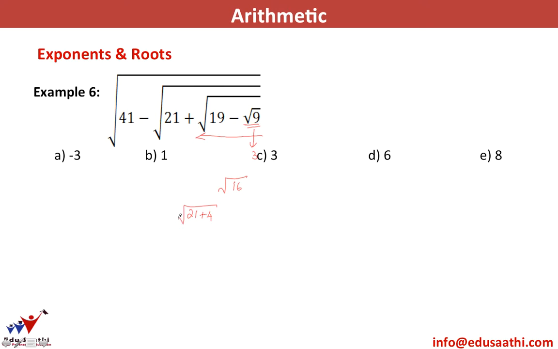So I'll just do that. This is 25, root of that is 5. So if I just look at this, 41 minus, 21 plus 4 is 25, root of which is 5, and this is coming out to be 36, root of which is 6. So this is the answer that I have.